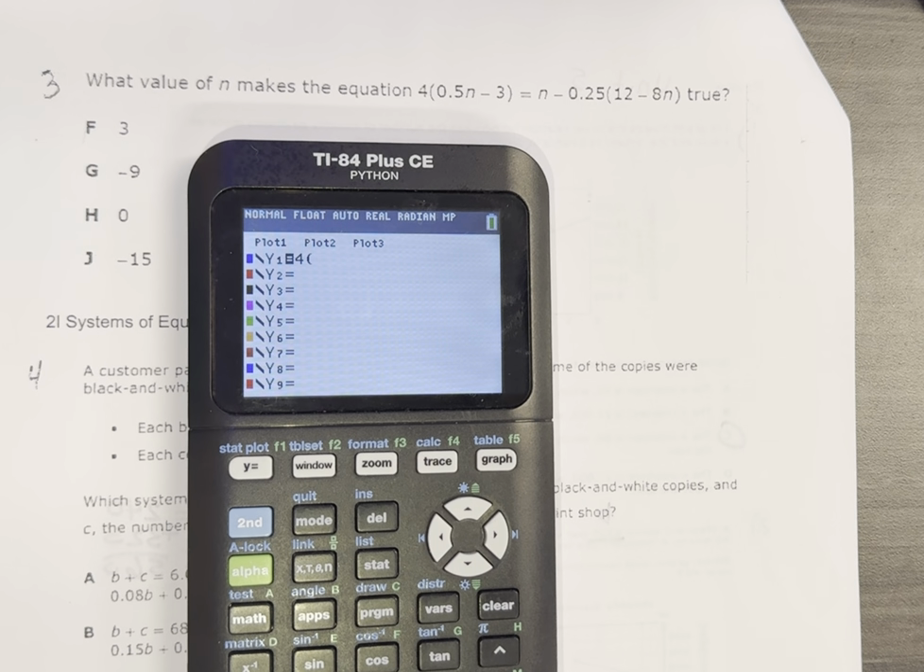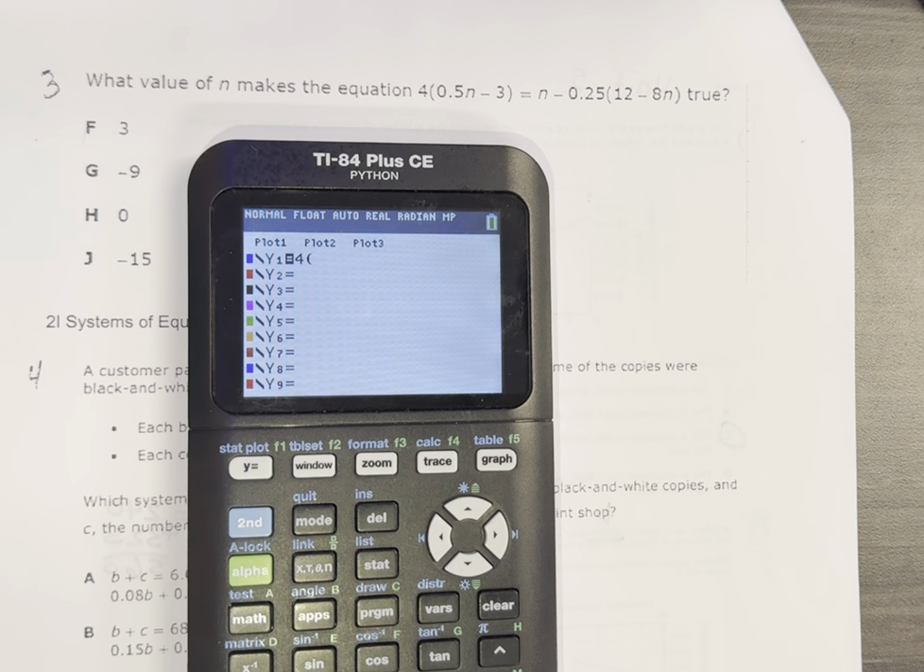So 0.5X minus 3. Close the parentheses. X minus 0.25. Open 12 minus 8X. And then you can do the intersection or just look at your table because you know where to look. So second graph. And let's see, I can see 0. At 0, does it match? Is my y values the same? No.